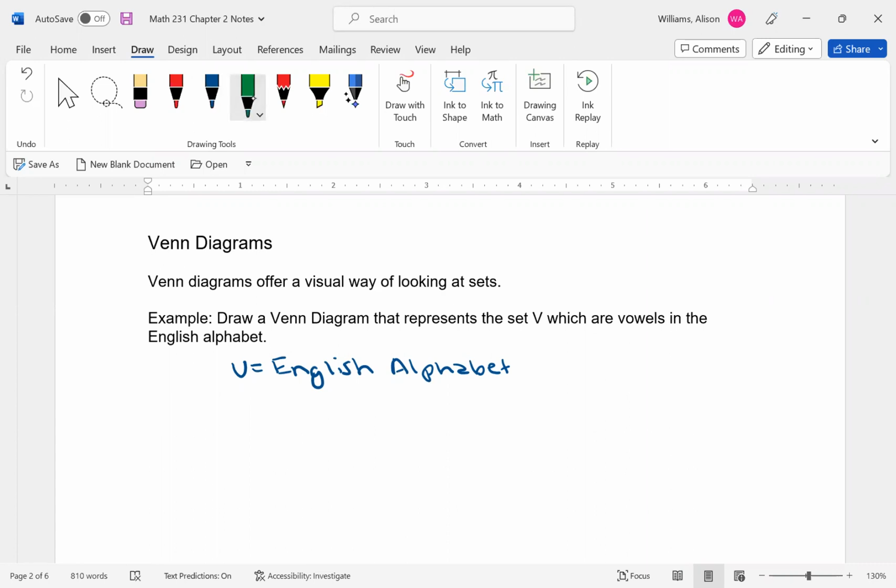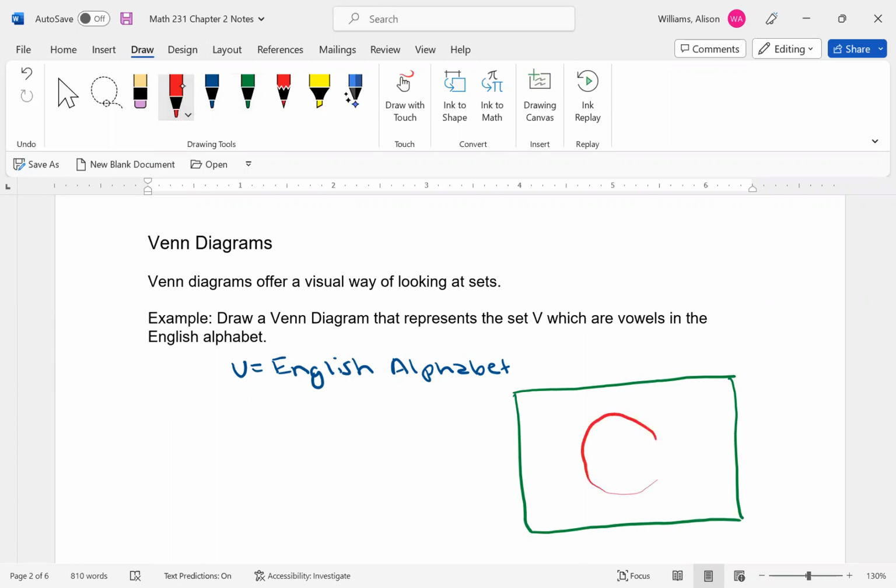Okay, so if I wanted to draw this out then, here's my universe. And here is V inside the universe. Now, sorry, it's kind of sloppy. Often when we have information about the elements, we can actually list the elements. So since these are vowels and we know what they are, there's A, E, I, O, and U. And then out here in the universe, we have all the rest.